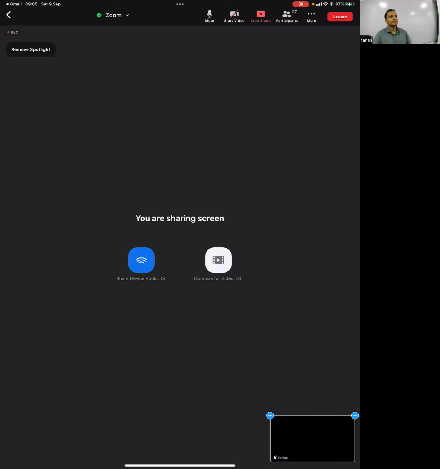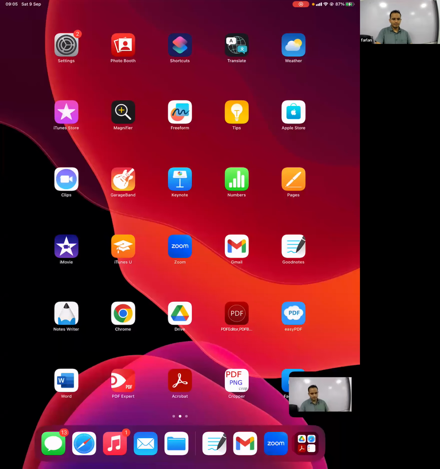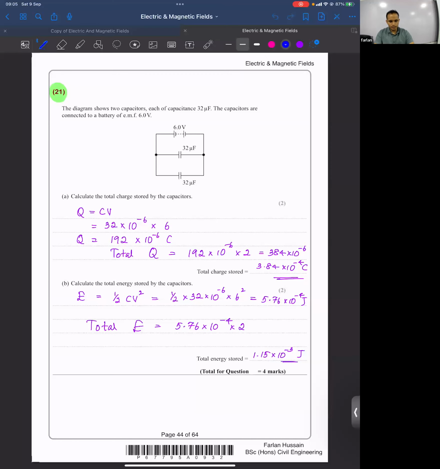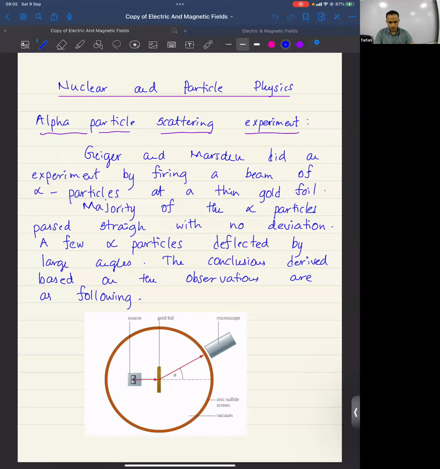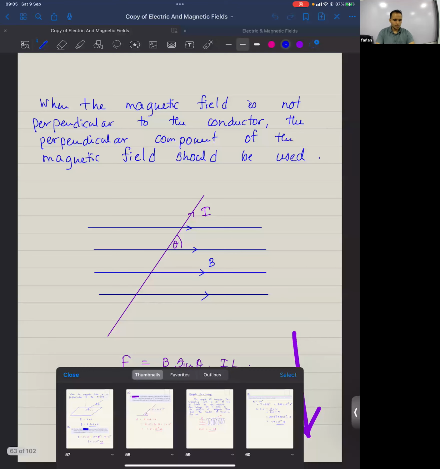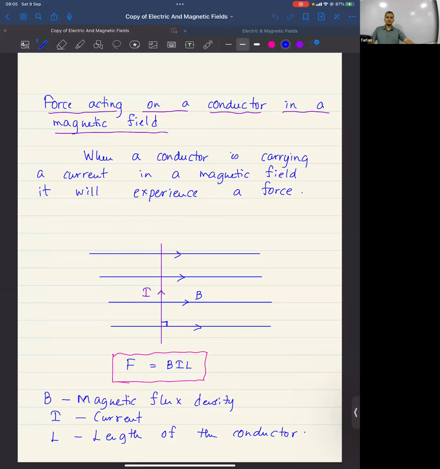So let's start the topic for the day. What is the last subtopic we have done? We started with magnetic field, and we spoke about force acting on a conductor when it is kept in a magnetic field. So guys, I told you this is something that you had done for your O-levels. When a conductor is carrying a current and is kept in a magnetic field, it will experience a force. Okay, correct?